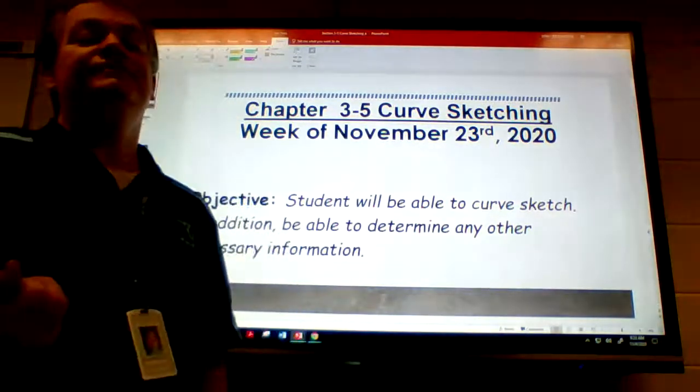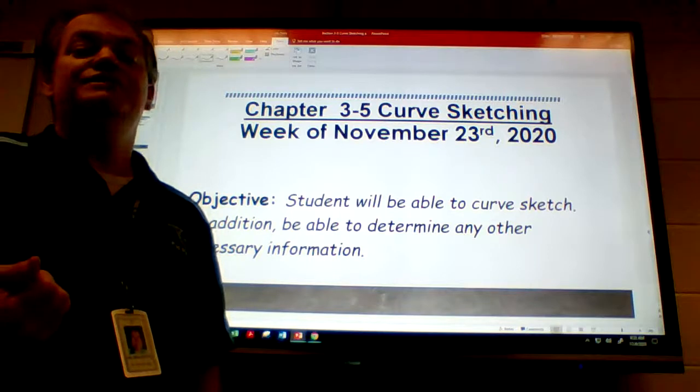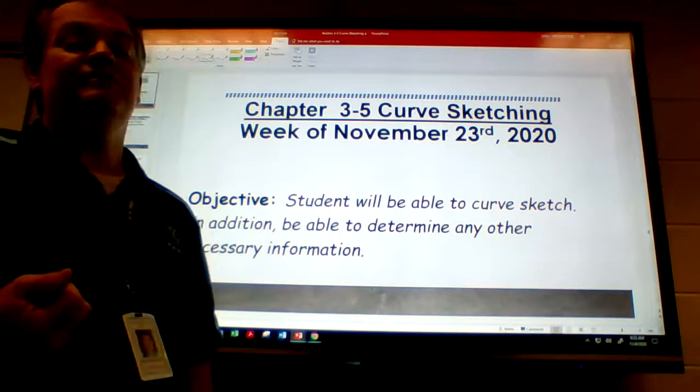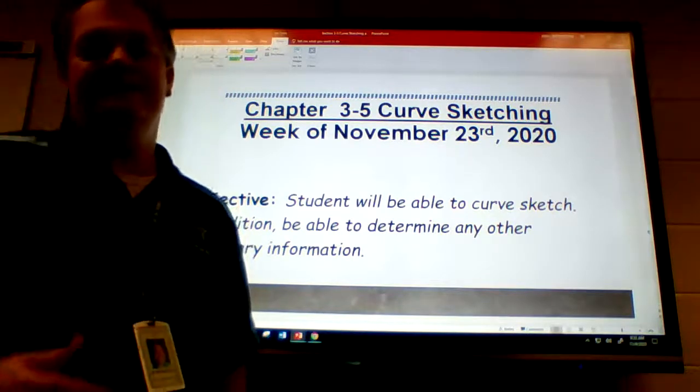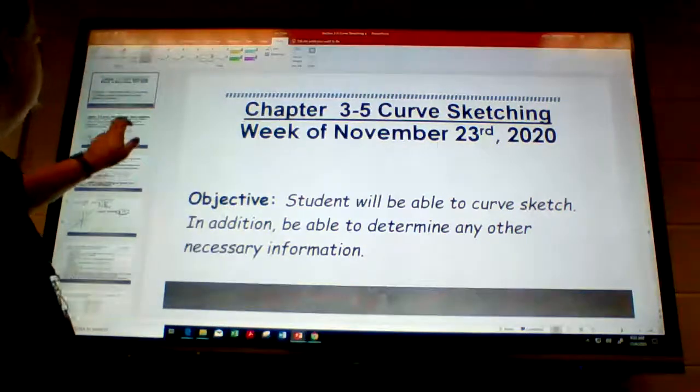Involving the first derivative, involving the second derivative, as well as finding critical points, relative min, and relative max. It combines everything together. So let's look at the following.